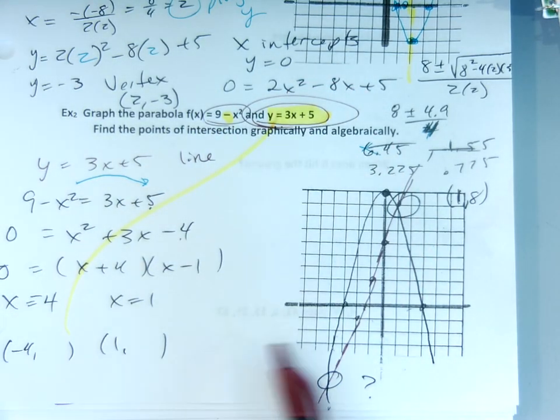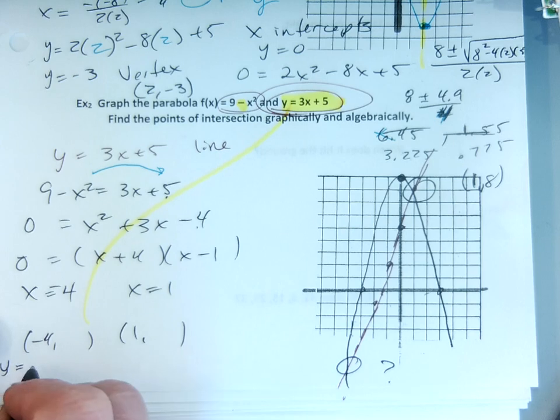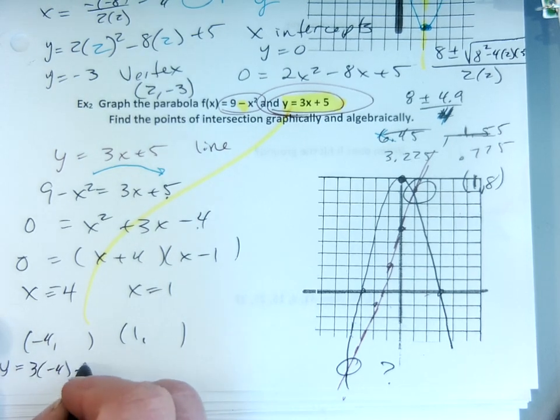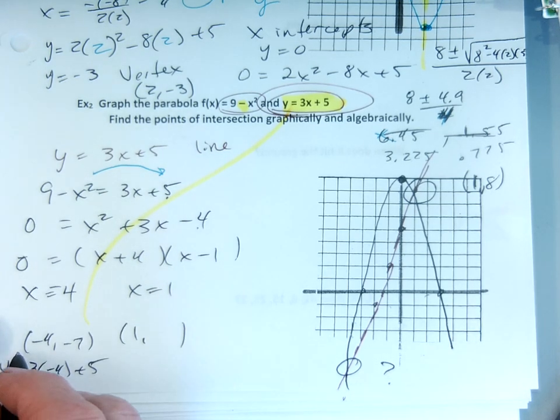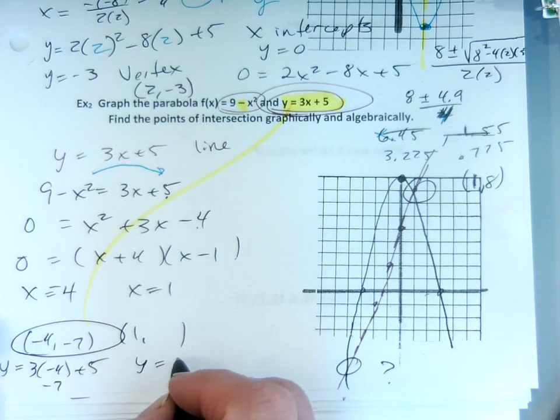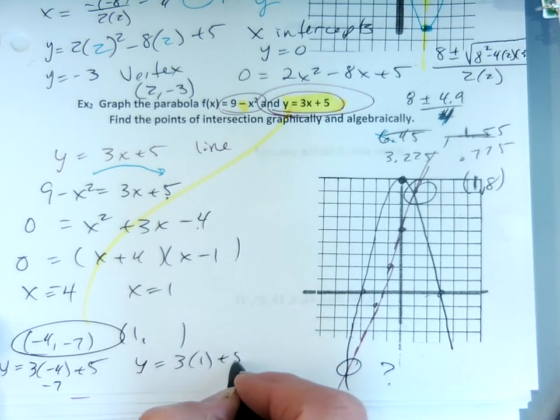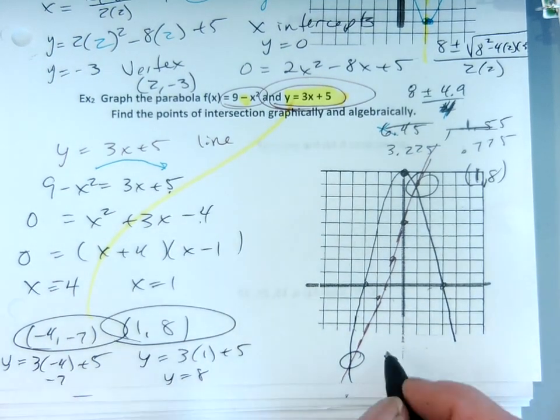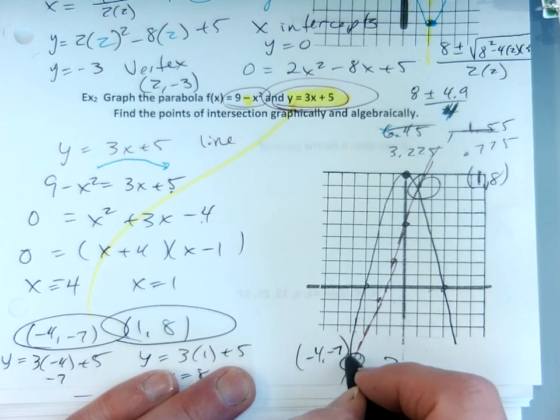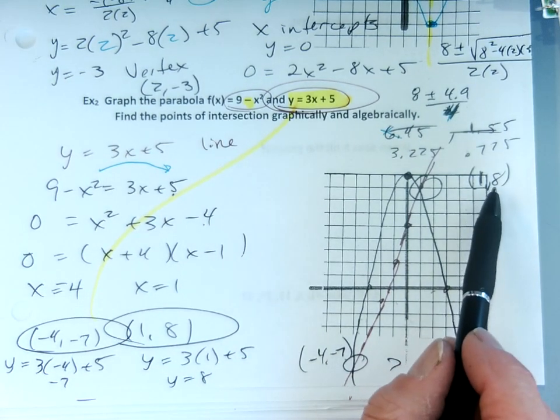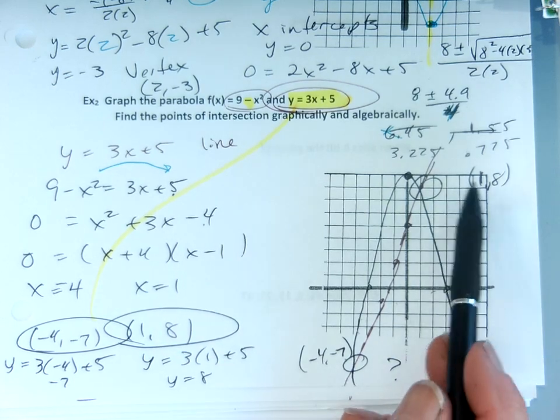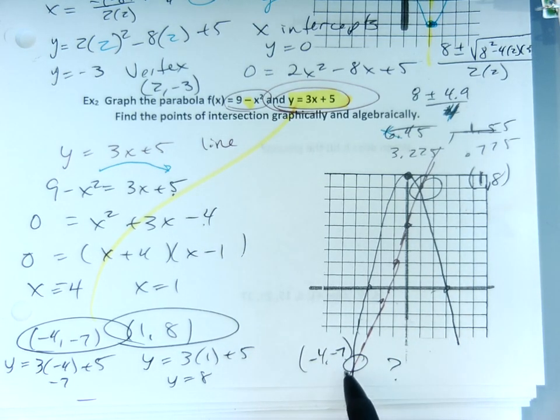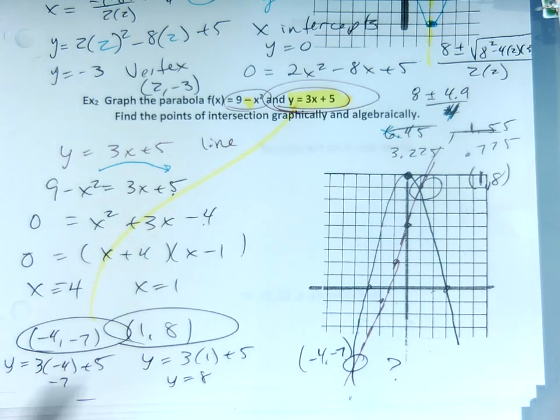So I'm going to have y equals 3 times negative 4 plus 5. I think that's negative 7, isn't it? Yep. So there's one point of intersection. And then y equals 3 times 1 plus 5, which is 8. That was my guess anyway. Okay, so there's my 2 points of intersection. I have 1 point, which I guessed, 1, 8, but I was right. And the other point, way down here, I couldn't find because my graph wasn't good enough at negative 4, negative 7. 2 points of intersection, okay?